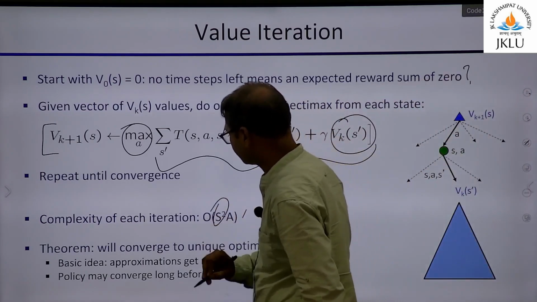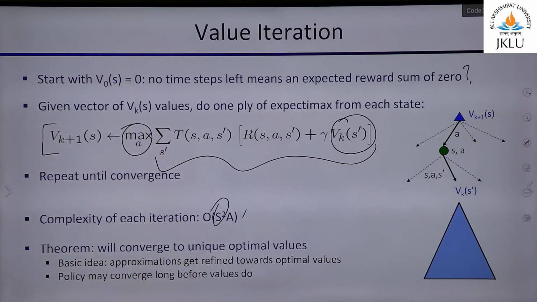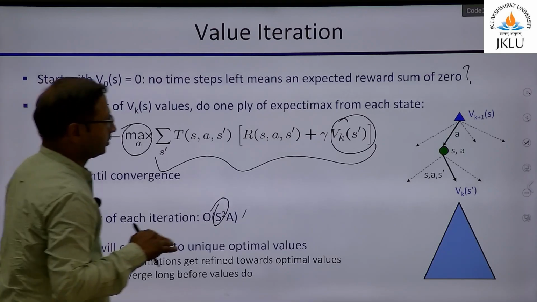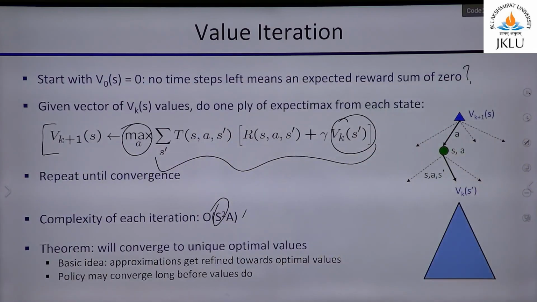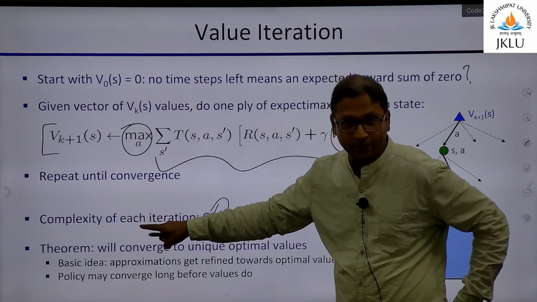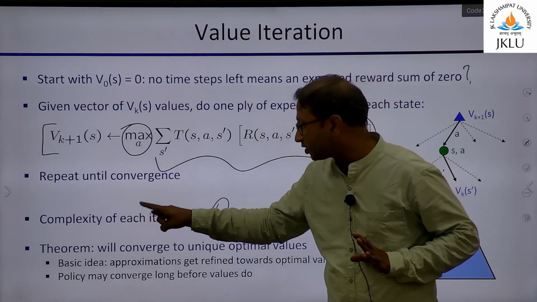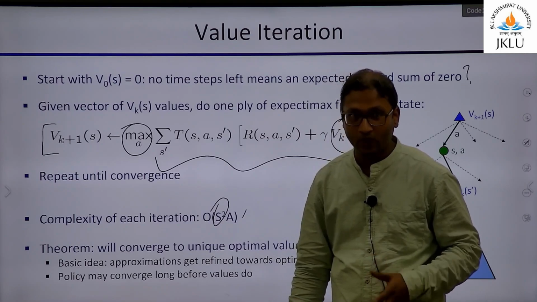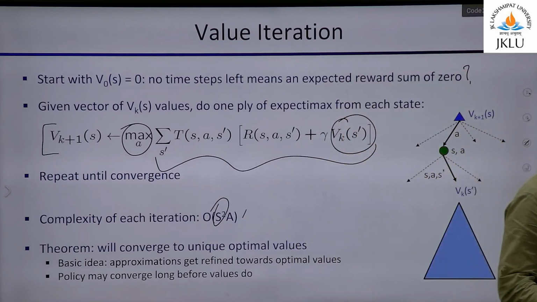Y S square, Y A. First remove the action. So you are in state S. Look, it says, read this bullet properly first. It says complexity of each iteration. What is each iteration? When you are given Vk, you compute Vk plus 1. So now tell me, how is it S square A?